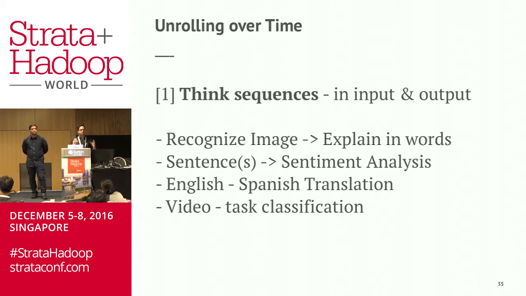The key concept: when you have feedback, how do you represent that to do training? Something called unrolling over time is done, where you deconstruct a feedback loop into a feed-forward network. The way it's done is through sequences, so you have to think about any particular operation as a sequence. If you want to recognize an image and explain it in words, that's an example of a sequence. A sentence and classifying its sentiment is still a group of sequences into one sequence.